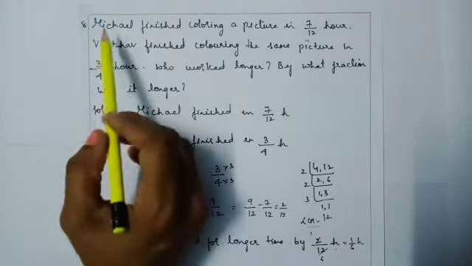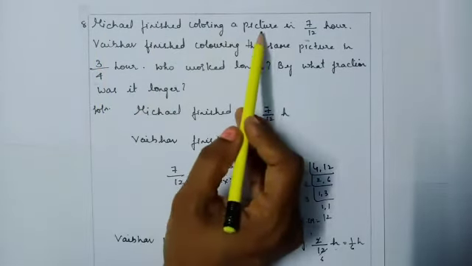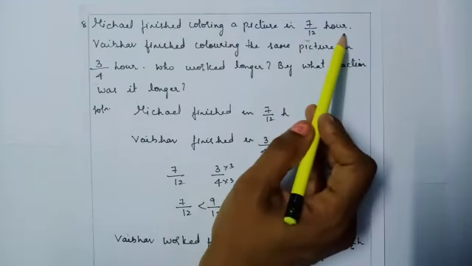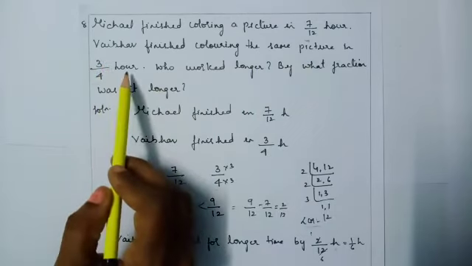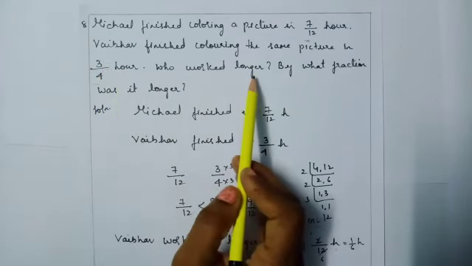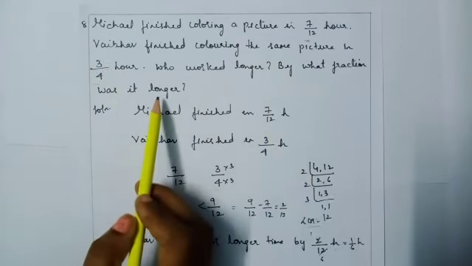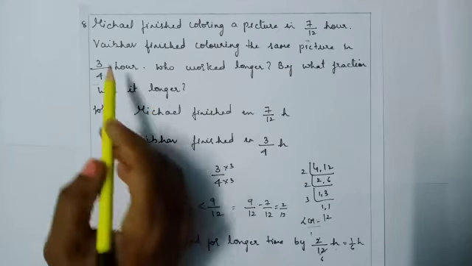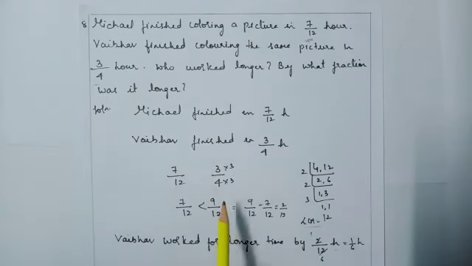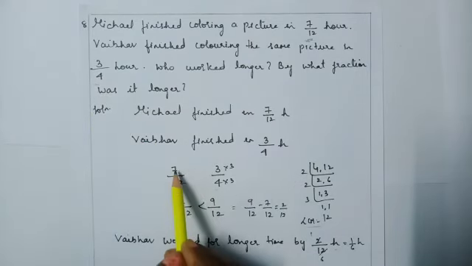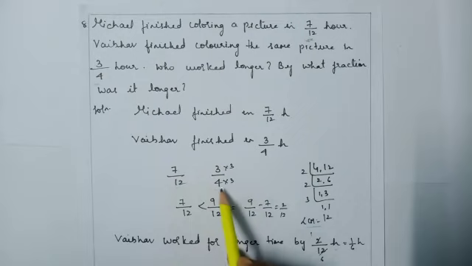The next problem. Michael finished coloring a picture in 7 by 12 hours. Vaiba finished coloring the same picture in 3 by 4 hours. Who worked longer? By what fraction was it longer? That means we are supposed to compare the fractions 7 by 12 and 3 by 4. So we can't compare directly because the denominators should be same. So I'll take the 12 and 4 out.